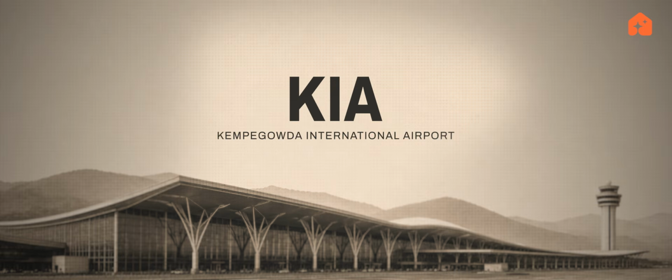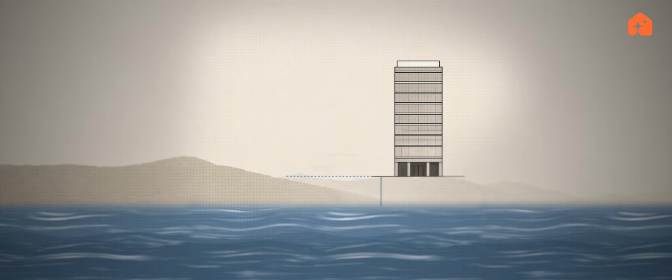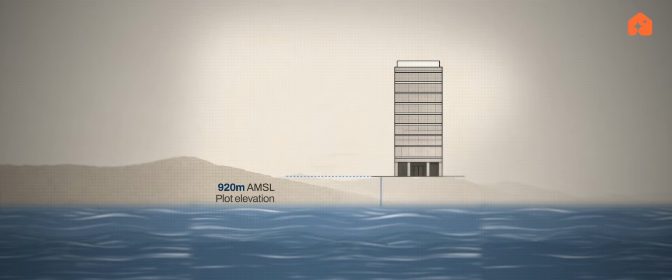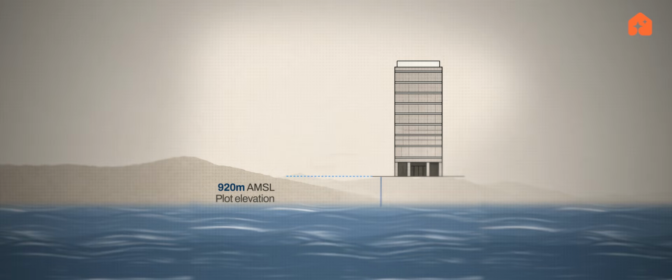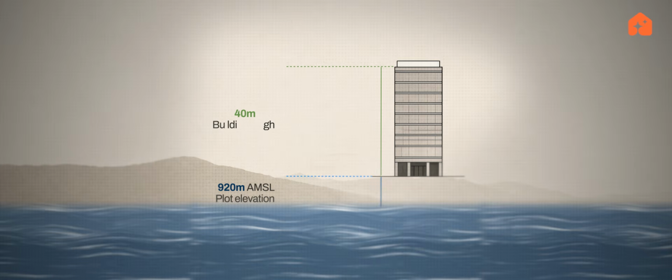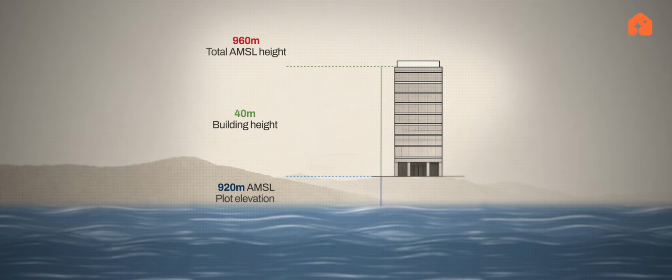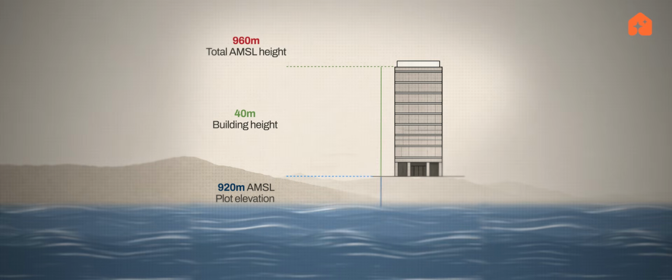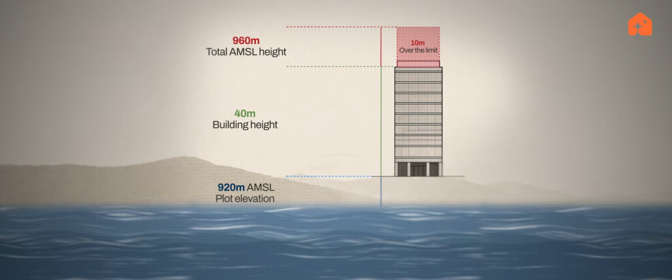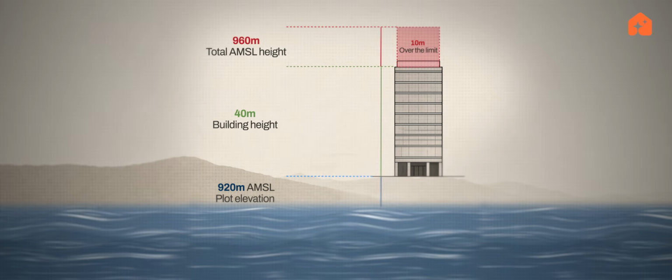Let's understand this with the help of an example. Near KIA, plot elevation is say 920 meters AMSL, which is above mean sea level. Building height can be 40 meters, so total AMSL height is 960 meters. But according to AAI, the cap for that location is just 950 meters AMSL. So you're already over by 10 meters and there are chances of the project getting rejected.